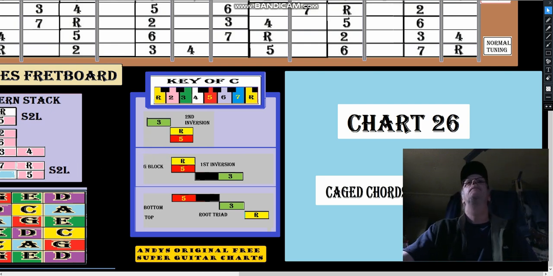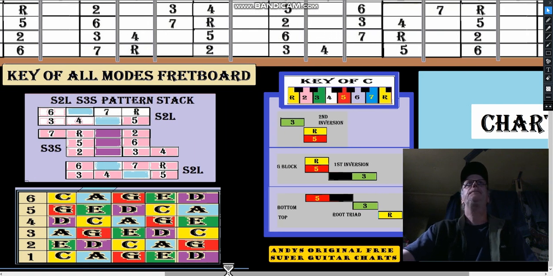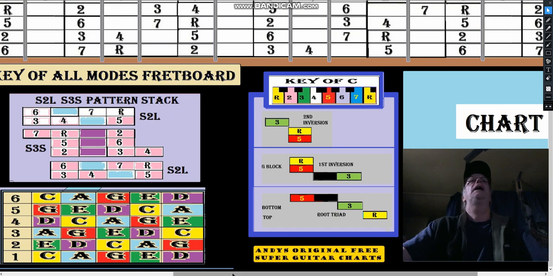Okay? But let's look at this. What we have here is some interesting stuff. This is the rendering chart. Start at C pentatonic scale or diatonic. On the 3rd string, it becomes an A.